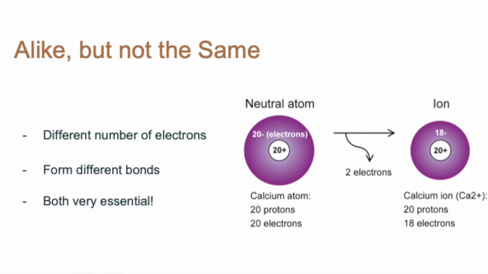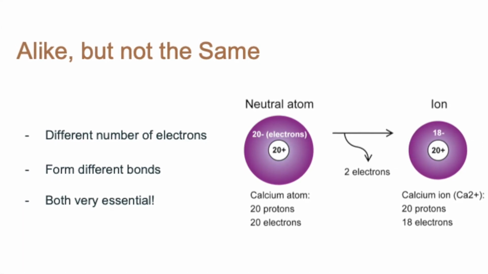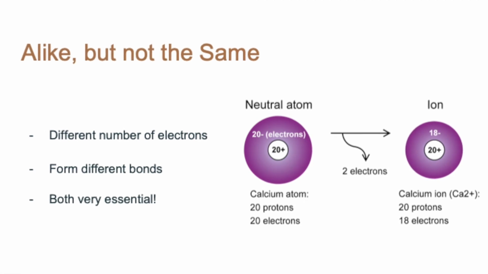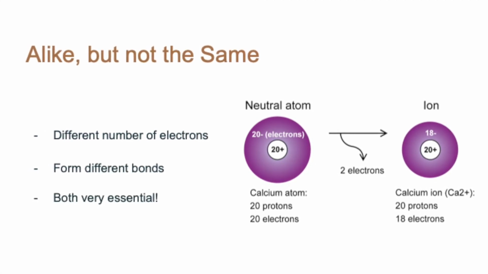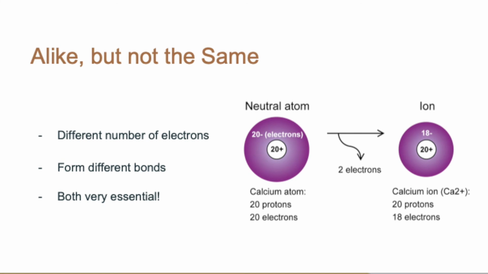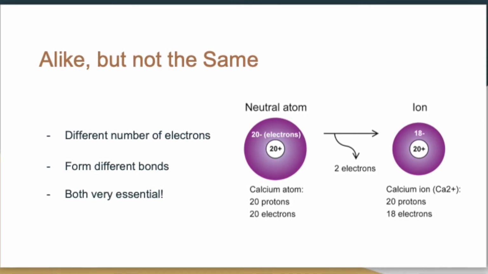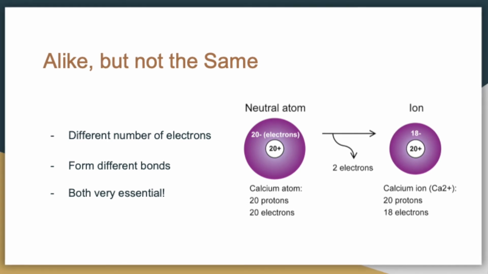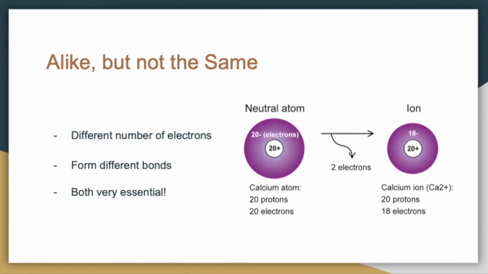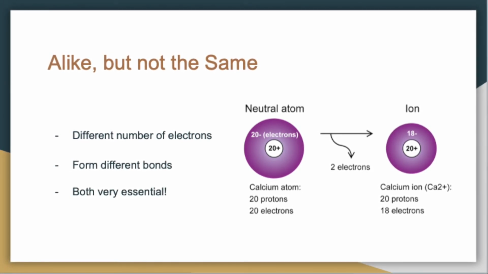Recap time. Atoms and ions are very similar, but any atom can be an ion, while not all ions are atoms, as we discussed in our ion section. Both atoms and ions form different unique bonds based on their electron structure, but both atoms and ions are very important and essential to life as we know it.